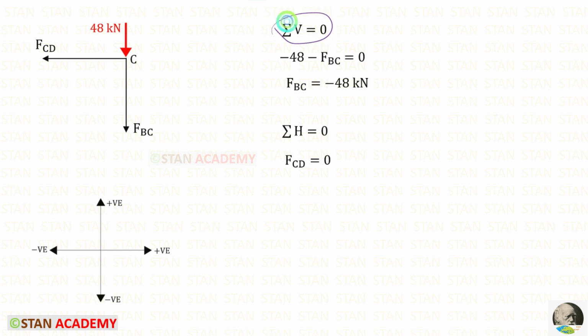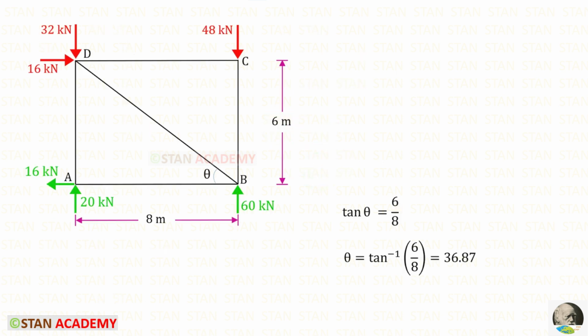First, let us apply this rule. Both of them are acting downwards, so both of them are negative. For FBC, we will get minus 48. Using this rule, we will come to know that FCD is equal to 0. Now we are going to take the joint B and find the member force BD.